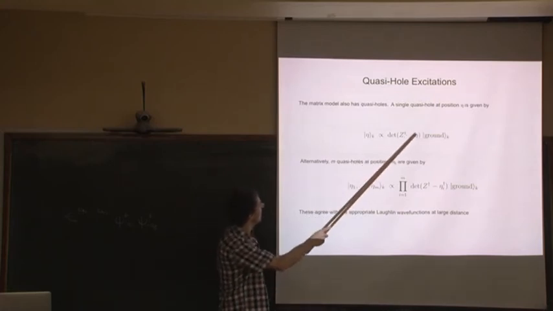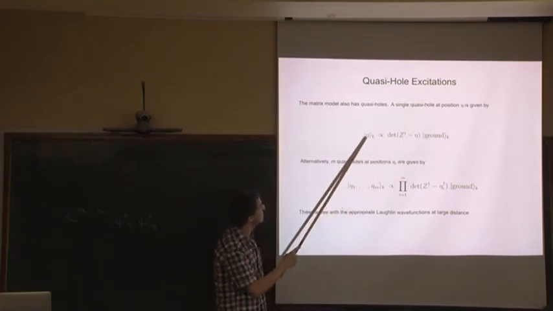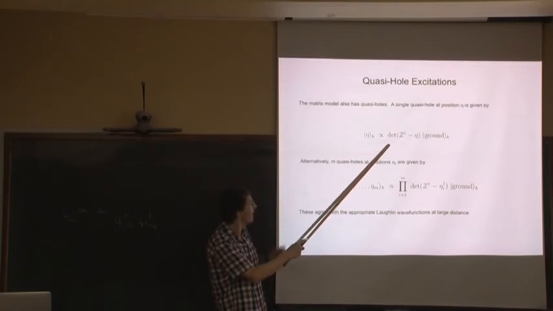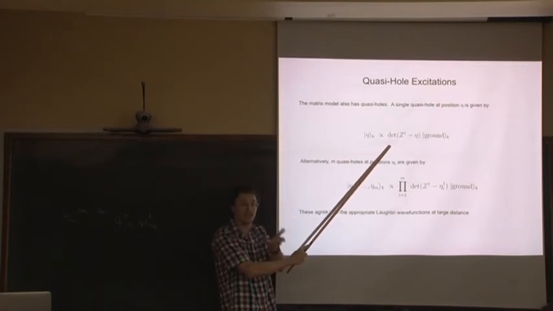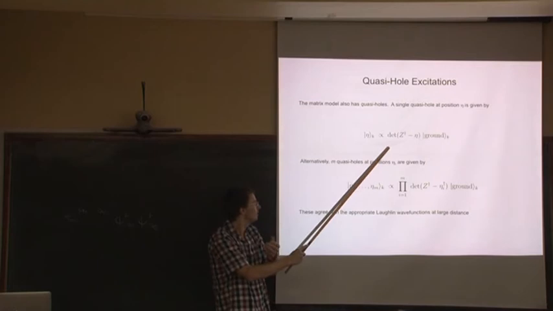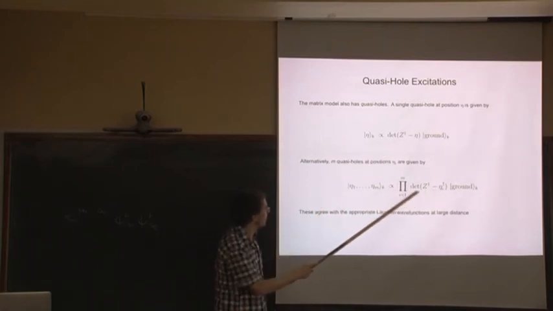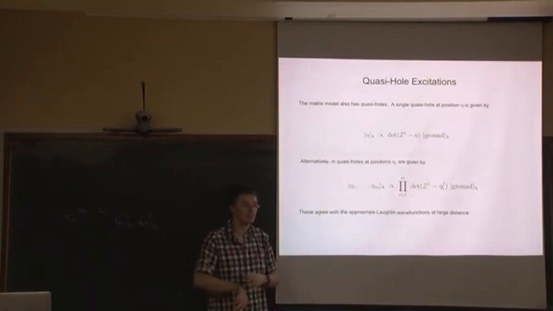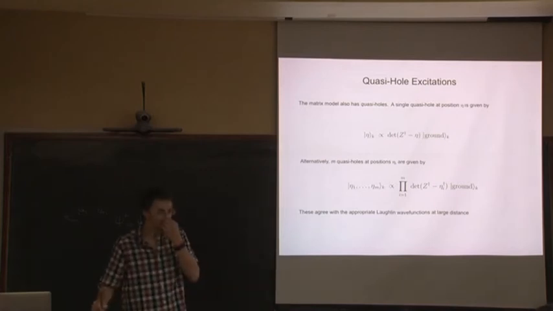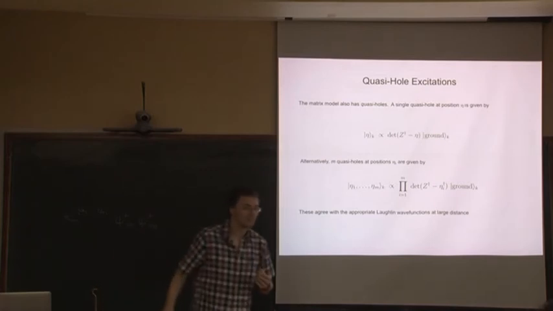If you do this, we claim this is the quasi-hole wave function, and in particular at large distances, it agrees exactly with the Laughlin quasi-hole. If you want a bunch of them, you just multiply by a bunch of these determinants. I'm not understanding at all. Why is this? I thought a hole was like removing a particle.